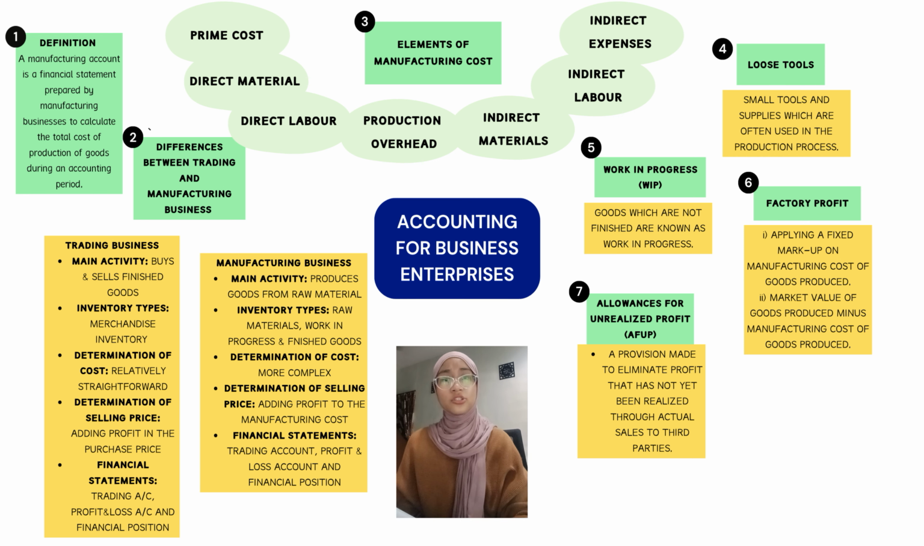And also we have factory profit. Factory profit is calculated by adding a fixed markup on the manufacturing cost, or calculating the market value of goods produced minus the manufacturing cost. And lastly, we have allowances for unrealized profit (AFUP). This is a provision made to remove any profit that hasn't been realized through actual sales to outside parties. It ensures the company doesn't overstate its profit.